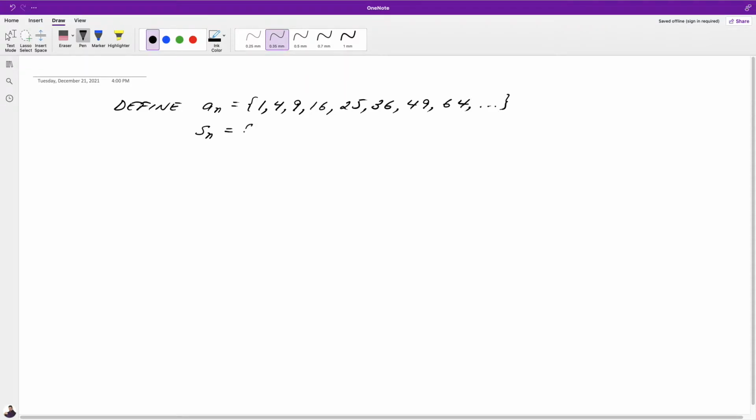So the sequence of partial sums: the first sum is 1, and then it's going to be 1 plus 4, which is 5. That plus 9, which is 14. That plus 16, which is 30. That plus 25, which is 55. That plus 36, 91. That plus 49, which is 140. And that plus 64, which is going to be 204, and so on.